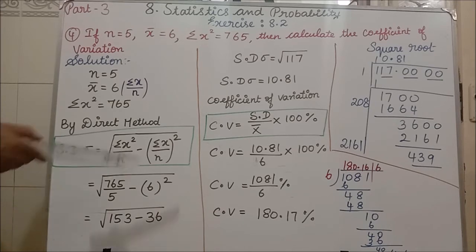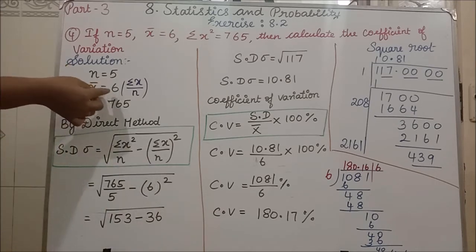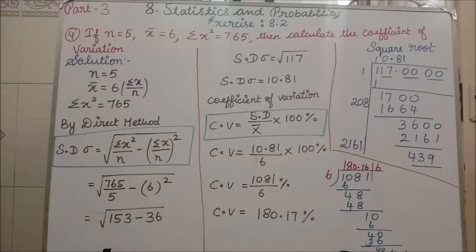Clear all of you how I am writing 6 the whole square? Because x bar is 6. Indirectly they have given, they have not given it straightly. Indirectly, in the sense they have given x bar equal to 6. But x bar means what? Summation x by n. So you have to think that summation x by n value is 6. I have substituted here 6 the whole square.